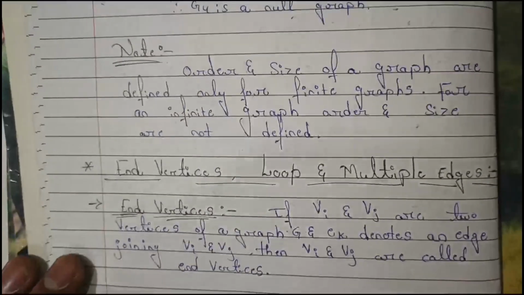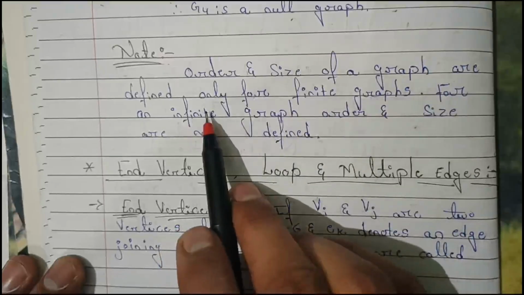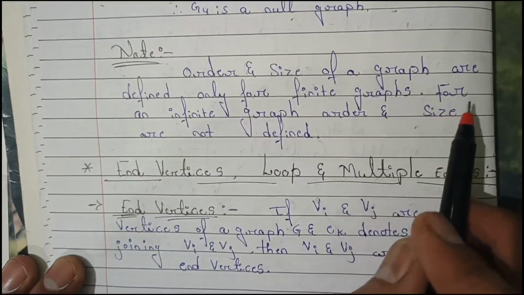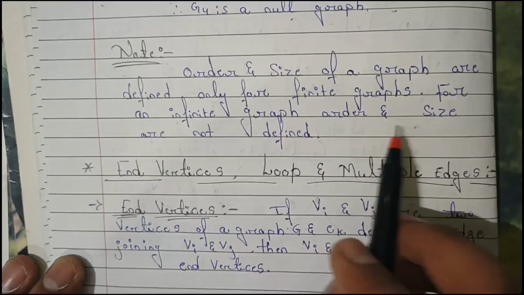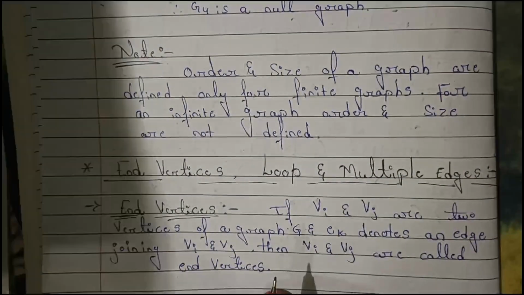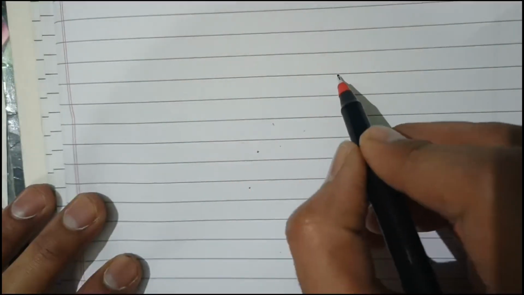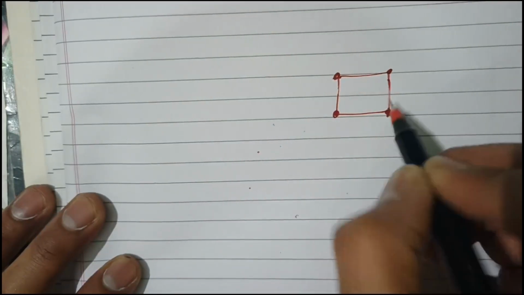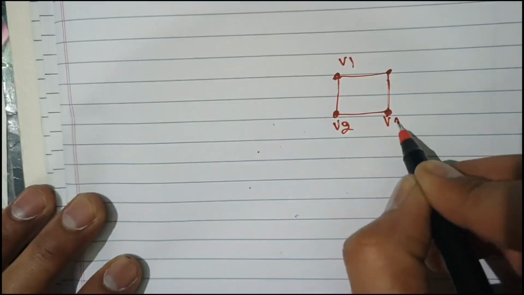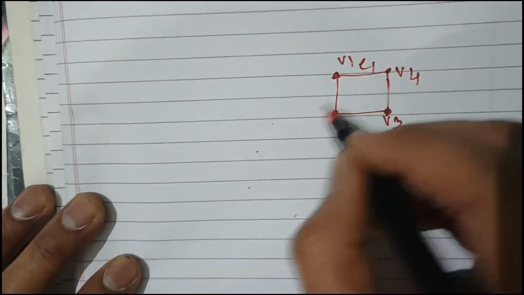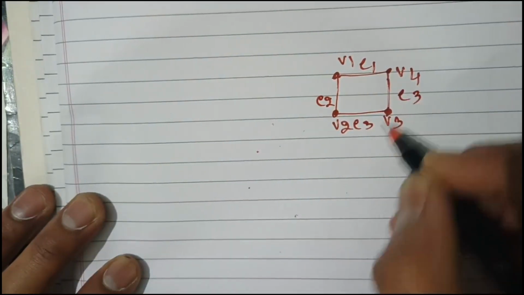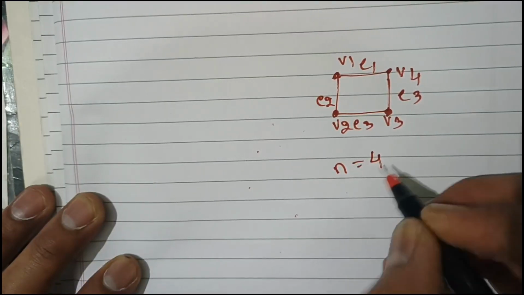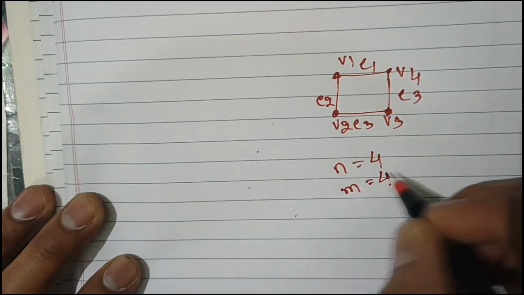Note that order and size of the graph are defined only for finite graphs. For infinite graphs, order and size are not defined. It means we just have to see the finite graphs. This is a finite graph. For this one, we are able to find the order and size of the graph. The order is n equal to 4 and the size is also m equal to 4.